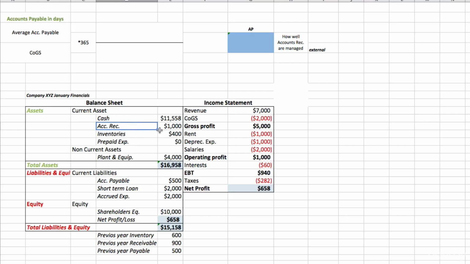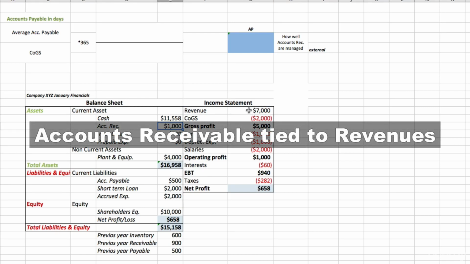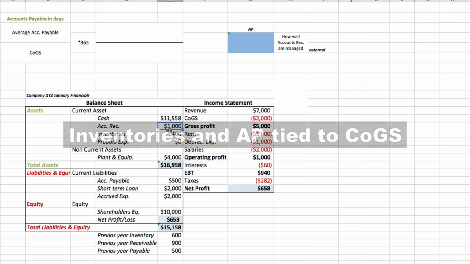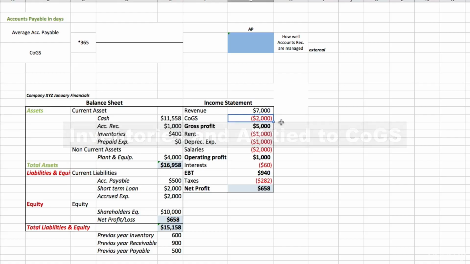And of course, we are going to compare them to 2 main items that we're going to find on our income statement: the revenues and the COGS. You have to know that when it comes to accounts receivable, those ones are connected and tied to the revenues. That's why they usually move together. Instead, when it comes to inventories and accounts payable, those are actually tied to the cost of goods sold. That's why we are going to strike a relationship between those 2 items and the cost of sales.